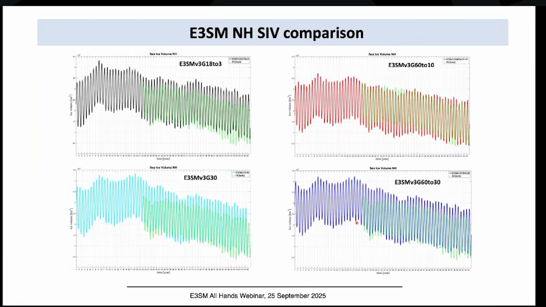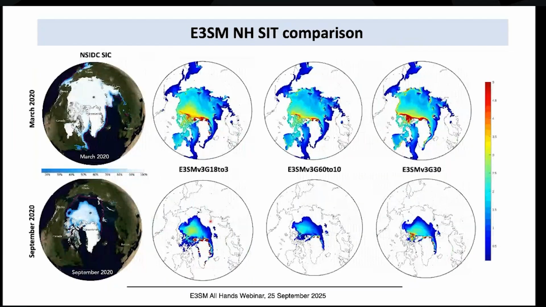The equal grid 30 kilometer and the low resolution have the same kind of tendency, overestimating sea ice volume relative to PIOMAS. If we look at the spatial maps for ice thickness, I'm showing here the 2 panels on the left from the passive microwave NSIDC data set for March 2020 and September on the bottom. You can see that the spatial distribution is well represented in most of the models. The only difference is the thickness distribution.